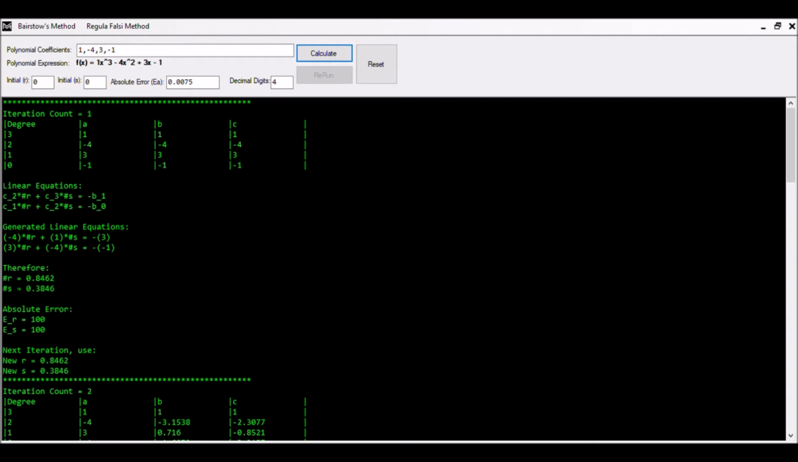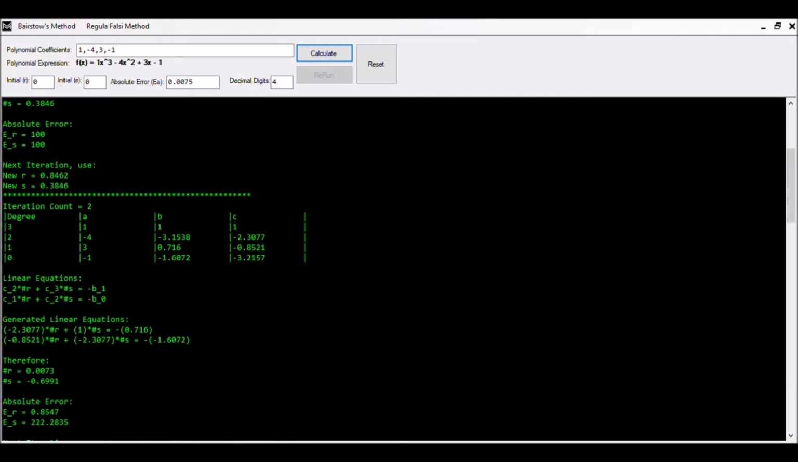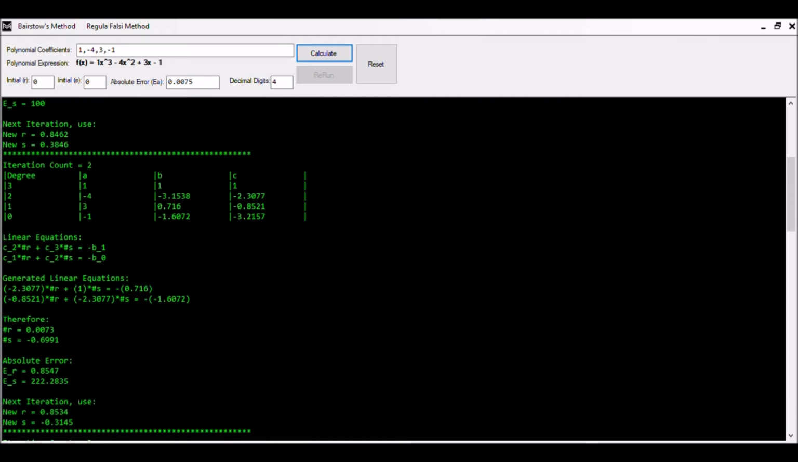So now we got the change of the value of R, which is equal to 0.8462, and the change of S, which is equal to 0.3846, and we generate the absolute error value of R equal to 100, and also the absolute error value of S equal to 100. Using these new values of R and S, we will use them for the next iteration.